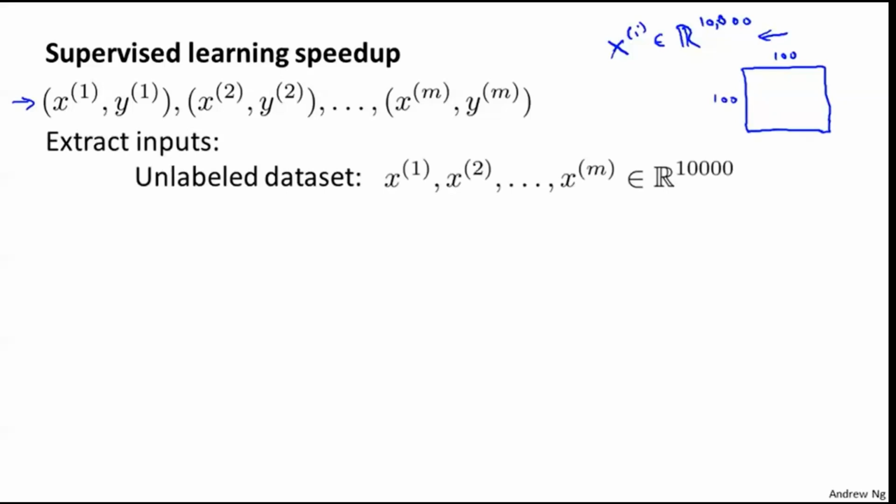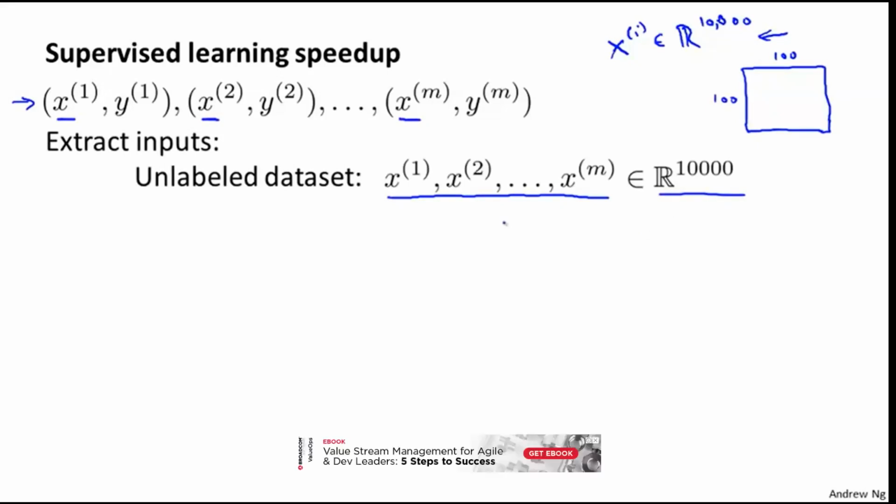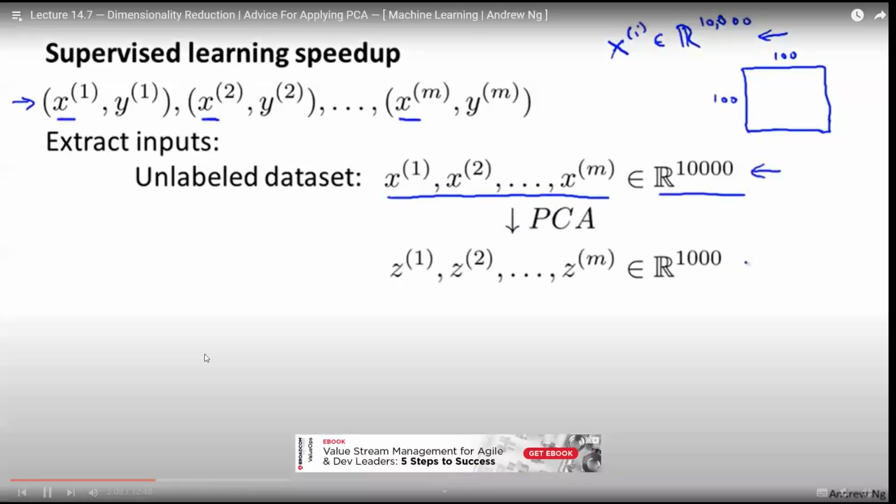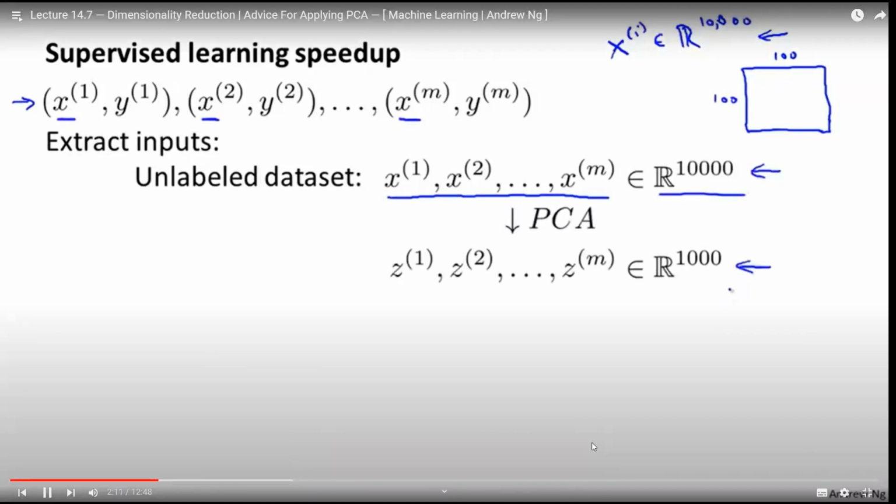We're going to first take our labeled training set and extract just the input. So we're just going to extract the x's and temporarily put aside the y's. This will now give us an unlabeled training set, x1 through xm, which are 10,000 dimensional examples. Then we're going to apply PCA, and this will give me a reduced dimension representation of the data. So instead of 10,000 dimensional feature vectors, I now have maybe 1,000 dimensional feature vectors. That's like a 10x savings.